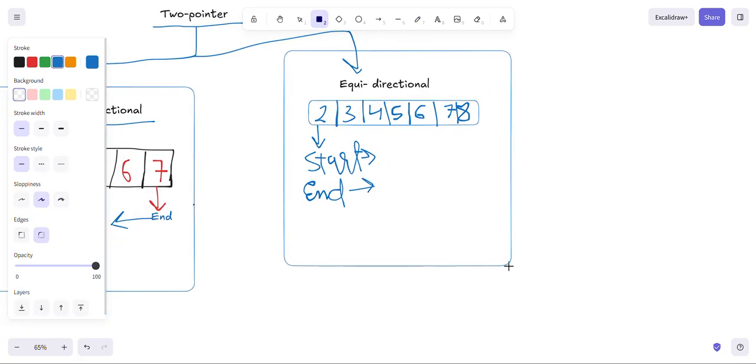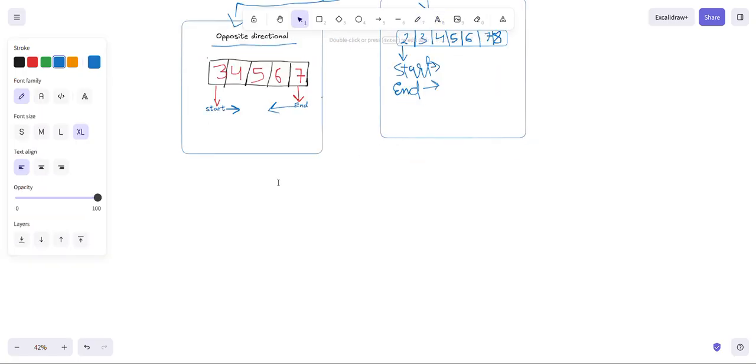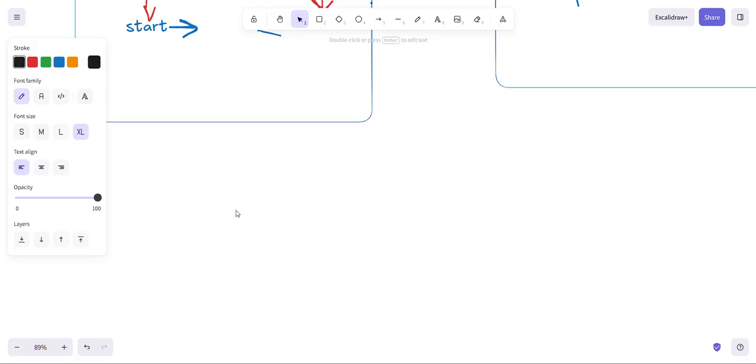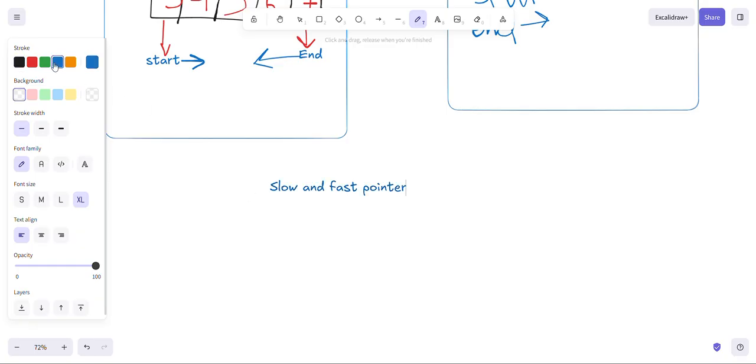And the third one is also used, but this one is mostly used in linked lists and cyclic chains, where there is a cycle, like an infinite loop. The thing is, it's the slow and fast pointer. You just need to remember this. This one is used most of the time in linked lists, where the question says an infinite loop or cyclic, where we use this one.